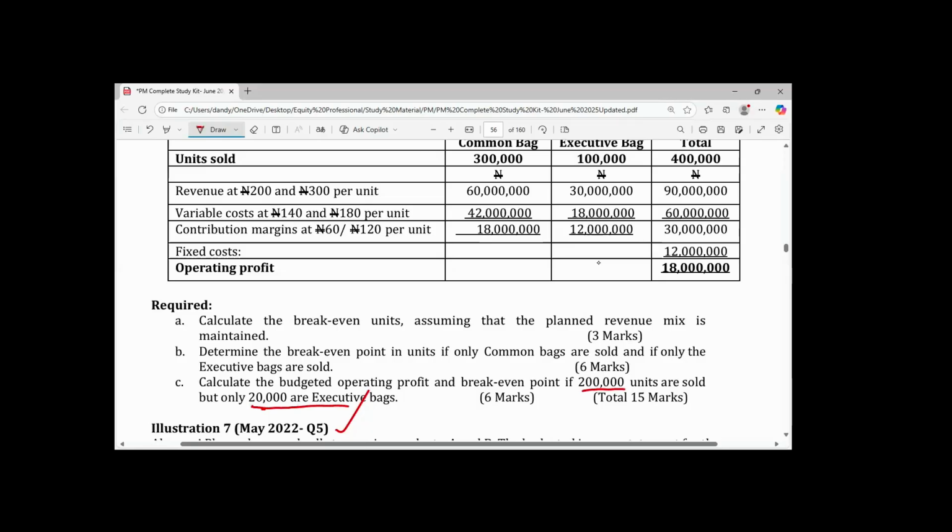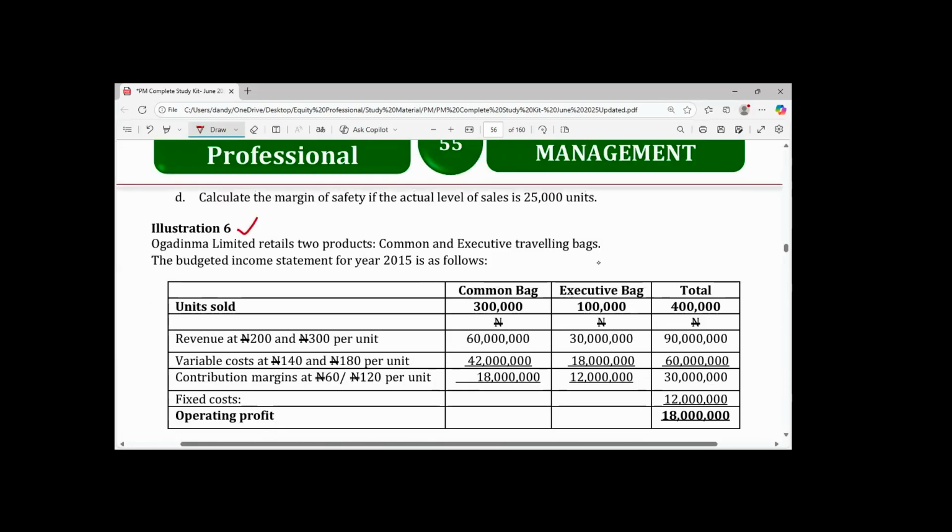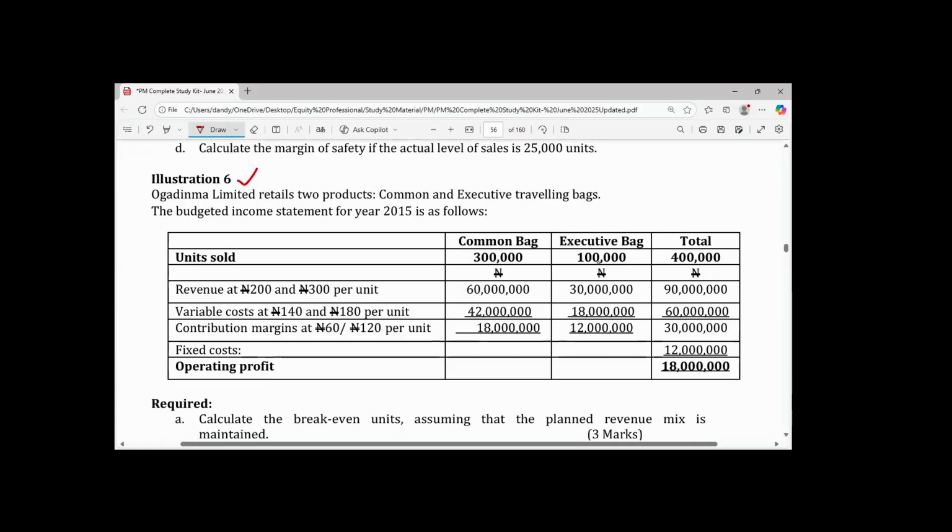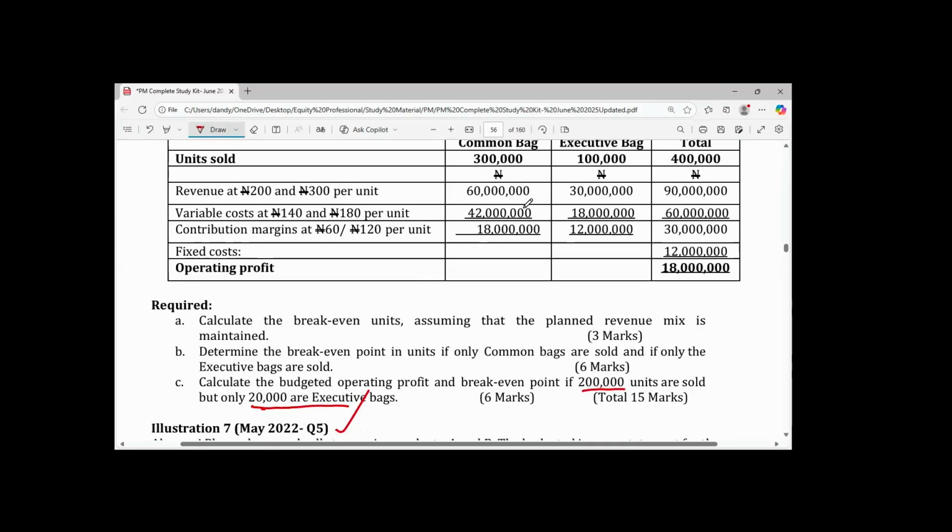All right, thank you very much, Angela. Yes, that is the question. You have to calculate the break-even units, assuming that the planned revenue mix is maintained. That is, the revenue for common and executive, 60 million and 30 million, still remain the same. You know that Ogadima Limited produces common and executive bags, which means it is a multi-product company. Therefore, to solve requirement A, you are supposed to carry out the 5 procedures. I'll stop sharing this and move to the working notes.